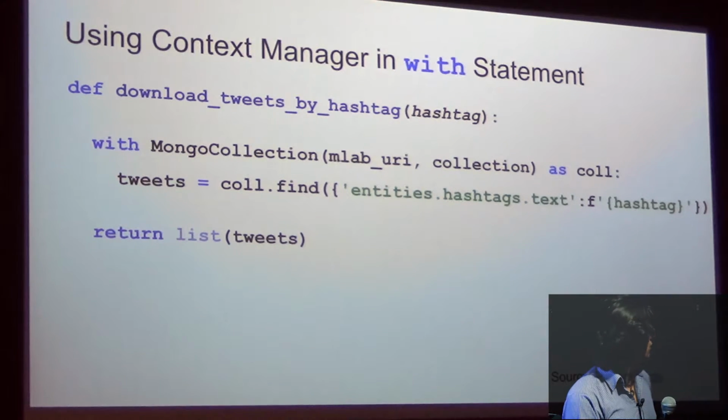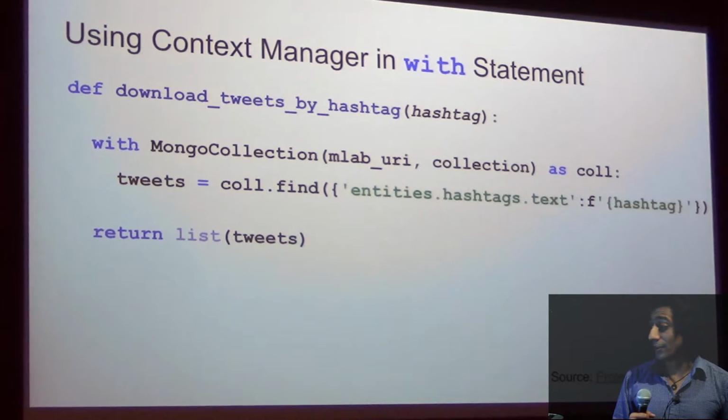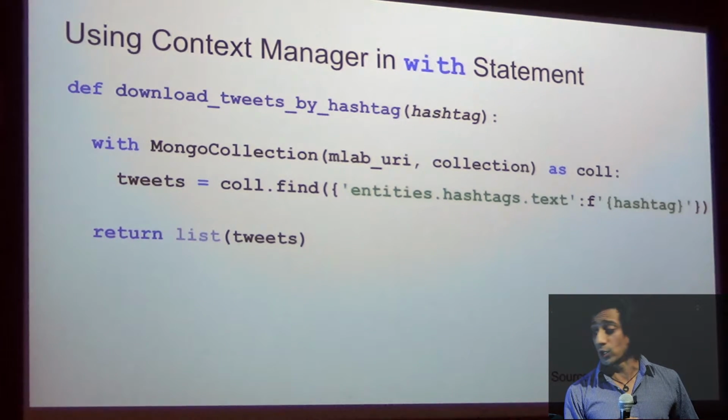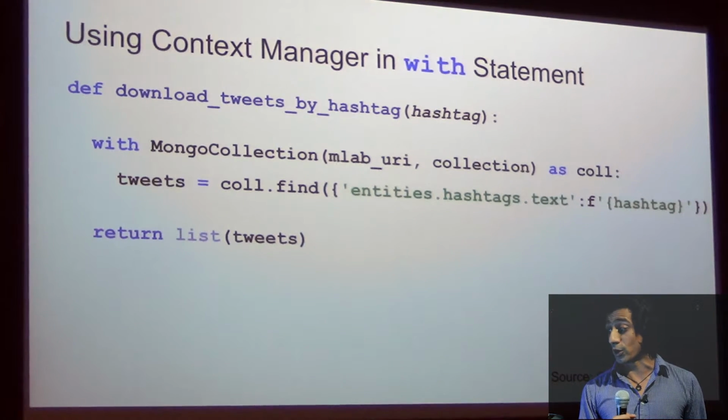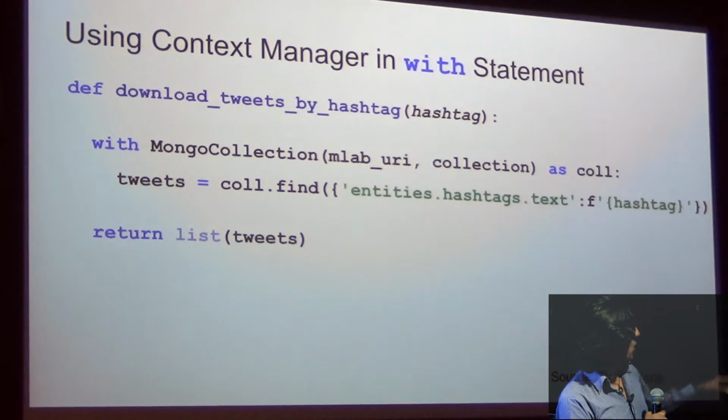And now we can create our function where we just use a with statement and create an instance of our Mongo collection, and then just search our tweets and return a list for what we get back. So this code is a lot cleaner since we abstracted away a lot of our database connection information in our Mongo collection class. And just a little note, I used f-strings because 3.6 is awesome.